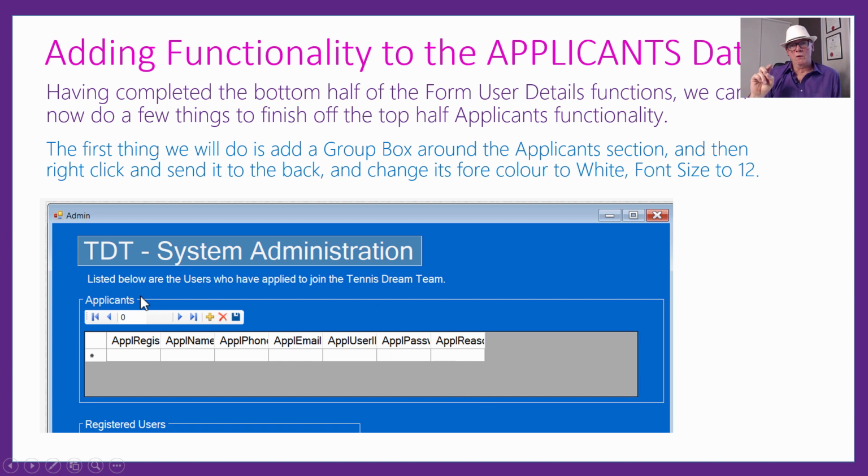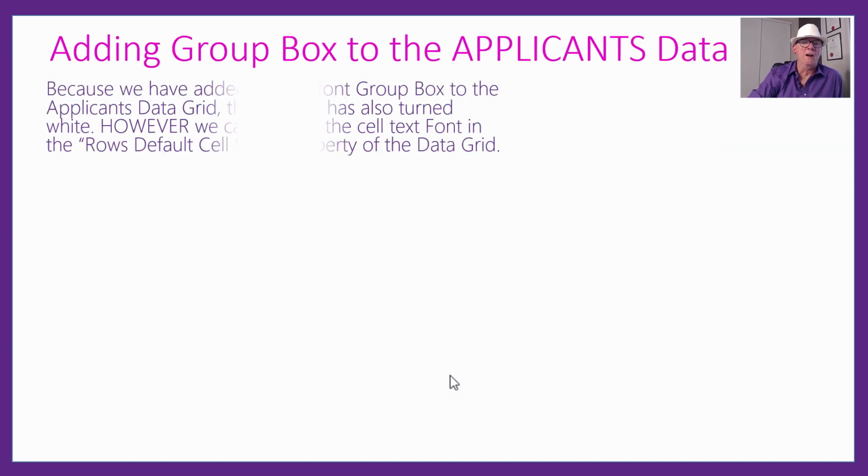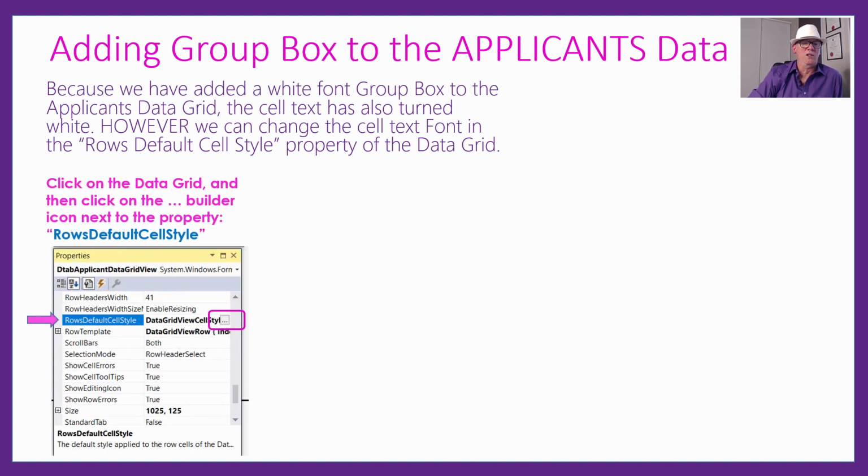But then we did some Googling and some checking on Stack Overflow, and there was a way around it, which we're going to show you now. So you can have a group box around these DataGrid views. It's just that you have to do some special stuff to achieve that. Because we added that white font group box, all the cells turn white and we can't read what's in them, which is horrible.